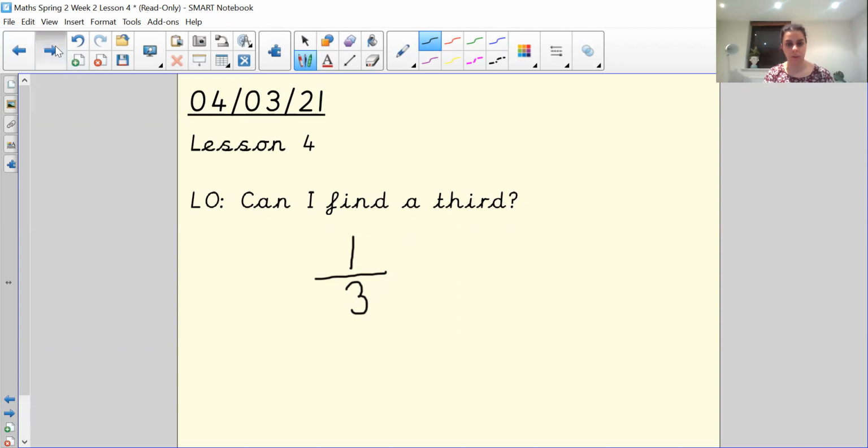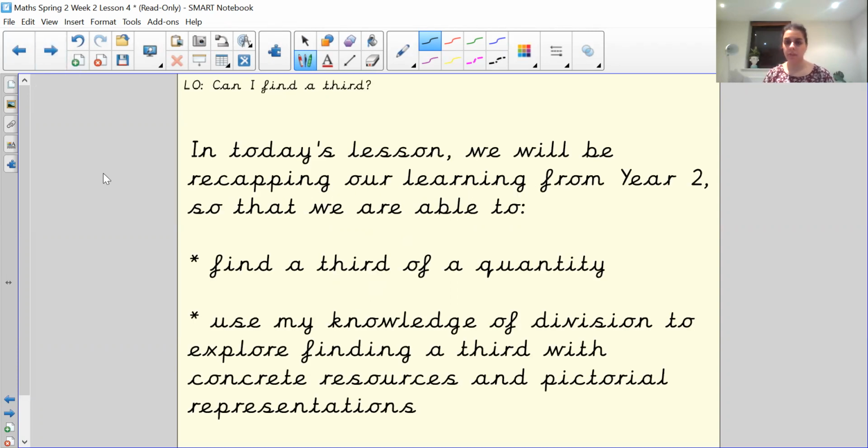Okay, let's carry on. So today we're going to be recapping our learning from year 2, so that we're able to find a third of a quantity. Now I had a chat with the children who were in school recently about what quantity means, and a quantity means an amount. It's an amount of things. So we're finding a third of an amount. You're going to use your knowledge of division to explore finding a third with concrete resources and pictorial representation. The concrete resources are things like counters or beads or anything you've got to help you. It could be pens and pencils. And pictorial representations, we're going to draw things to help us. So we're going to be using division today to help.